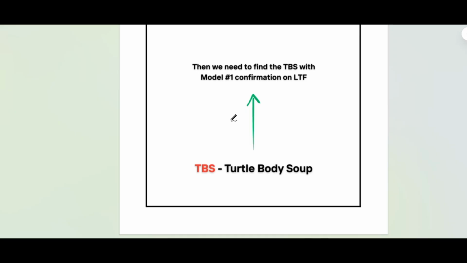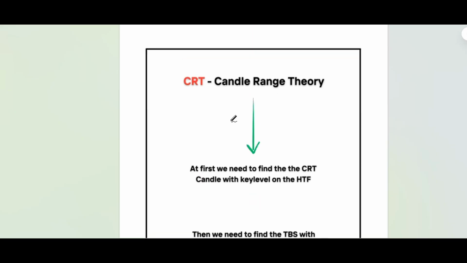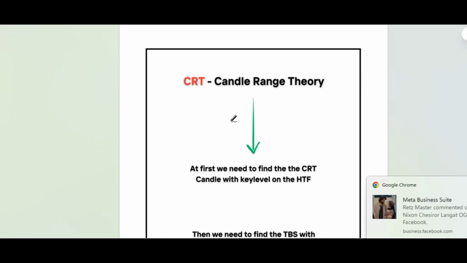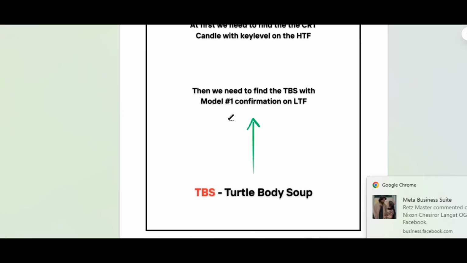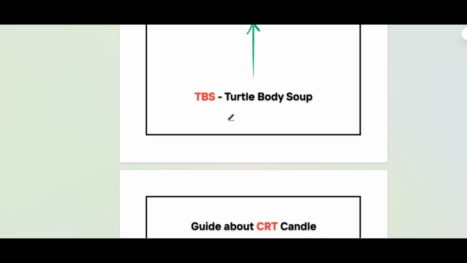And after aligning with the key level, you're supposed now to look for the manipulation to occur before you look for the model 1 or the turtle body soup. So the first thing we say is to identify the CRT candle with the key level on higher time frame.